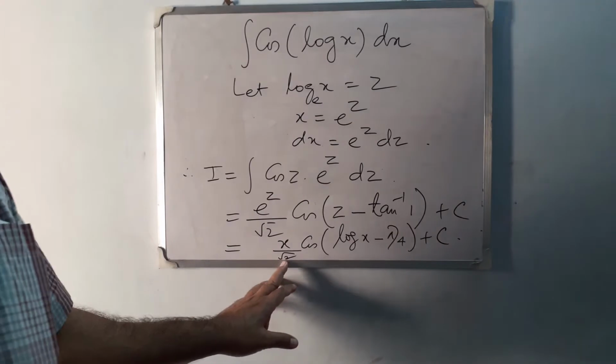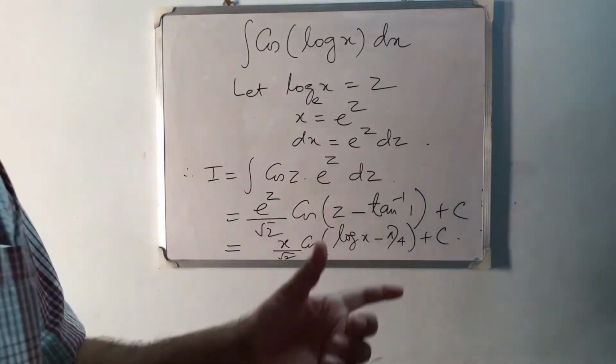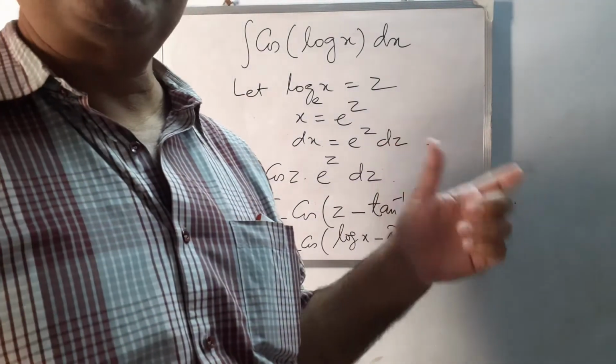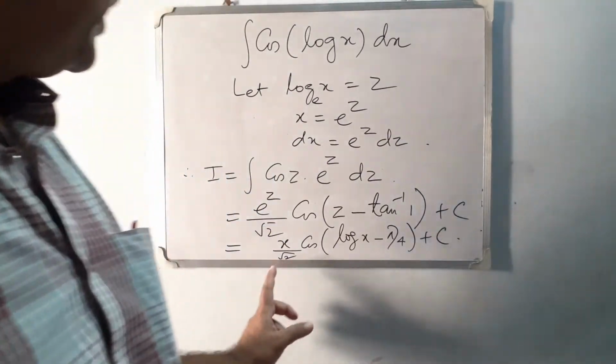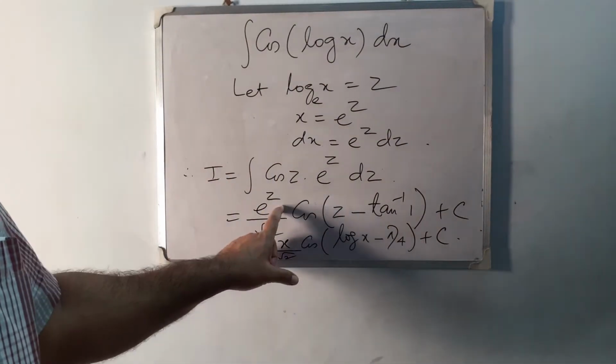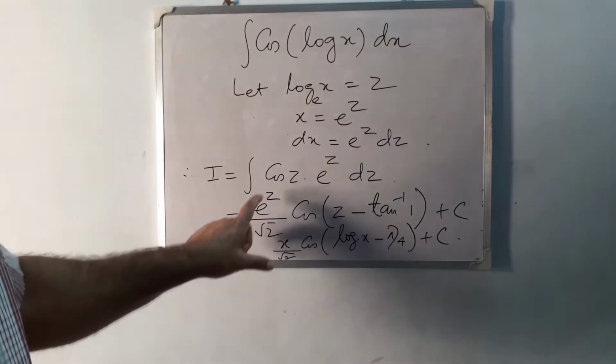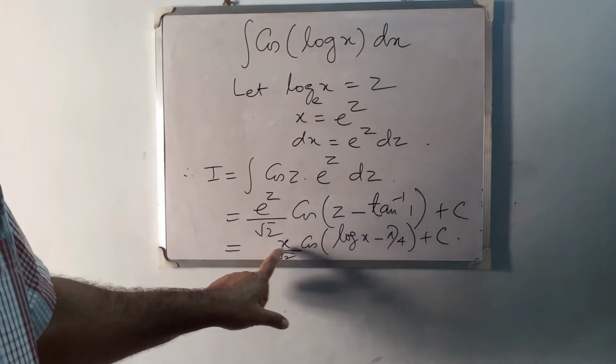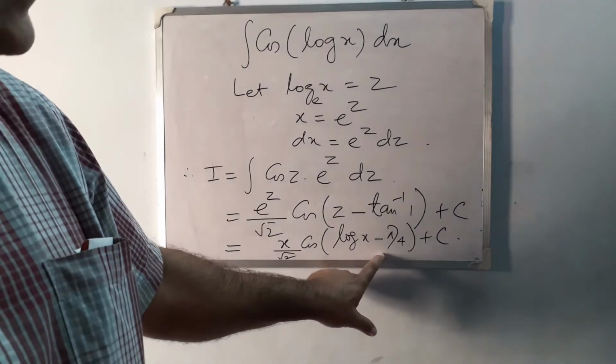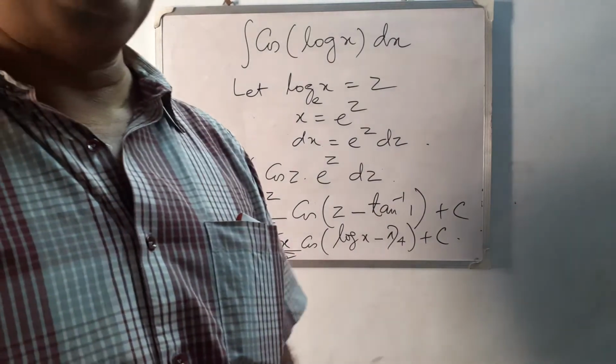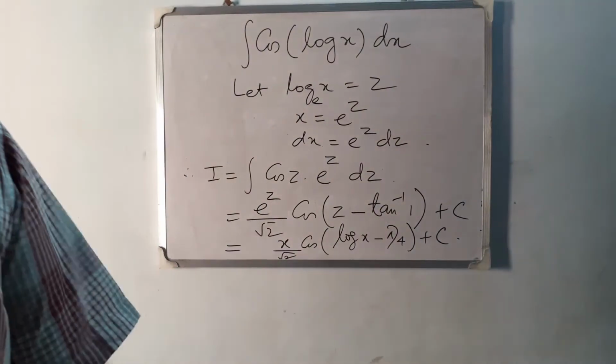X by root 2, where root a square plus b square, that is 1 square plus 1 square, that is 2. So x by root 2 e power z, z means log x, so e power log x is x. So x cos log x minus pi by 4 plus c. So this is your final answer.